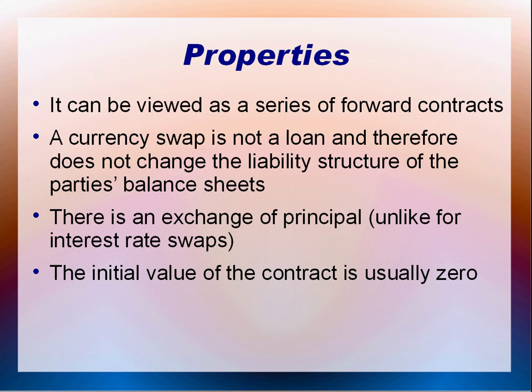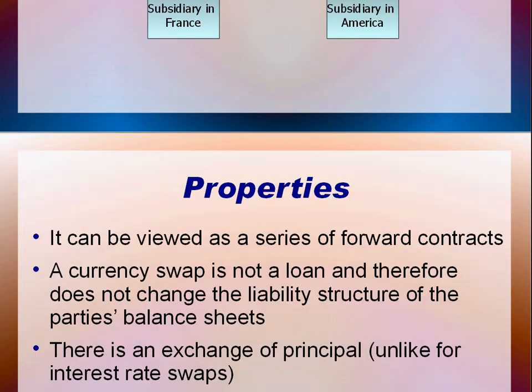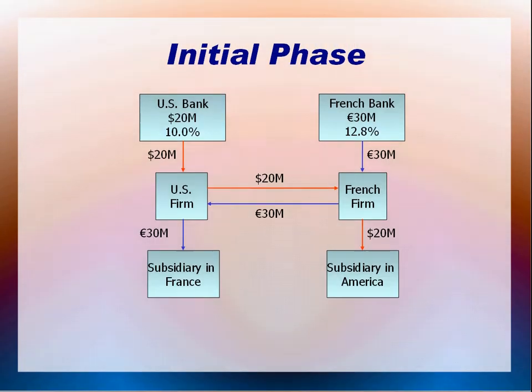And unlike interest rate swaps, there is an exchange of principal. One last unique property is the initial value of the contract is usually zero. Next, we'll look at a specific example of a currency swap.